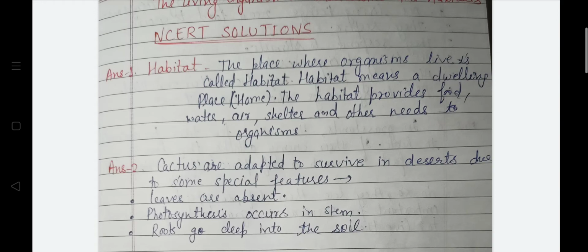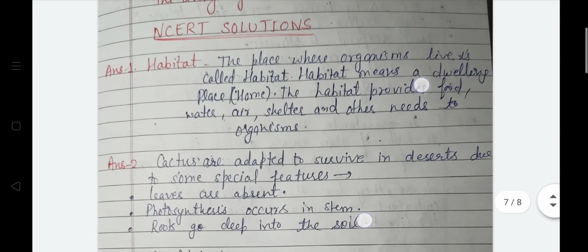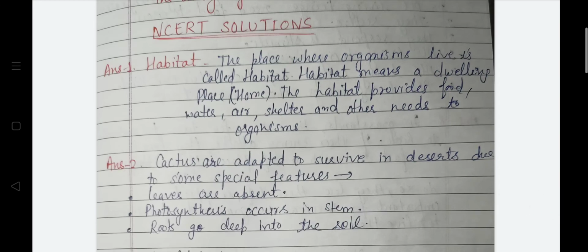How are cactus adapted to survive in a desert? Cactus are adapted to survive in deserts due to some special features. First, leaves are absent. Photosynthesis occurs in the stem. Roots go deep into the soil.